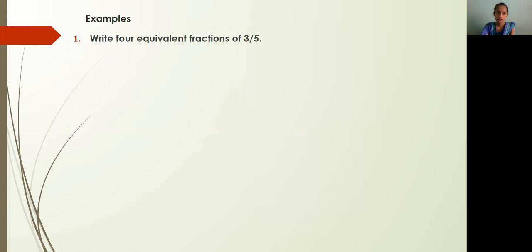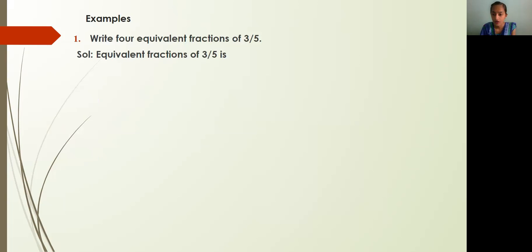Next examples. Some problems are taken here. Write 4 equivalent fractions of 3 by 5. Equivalent fractions of 3 by 5.